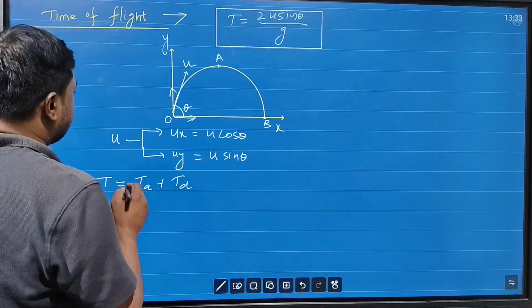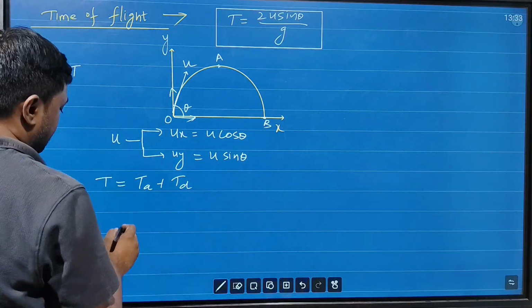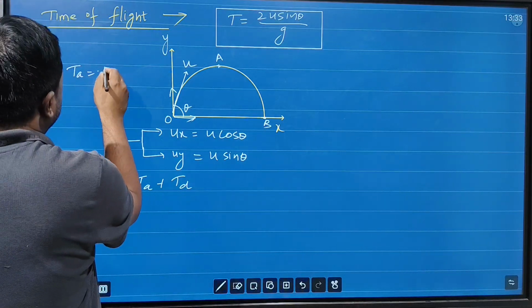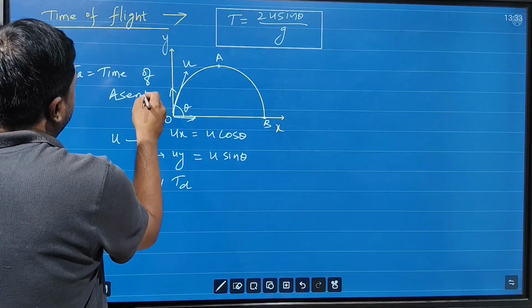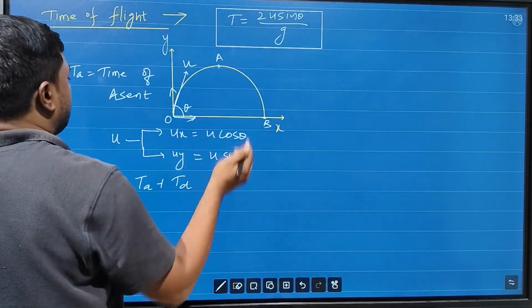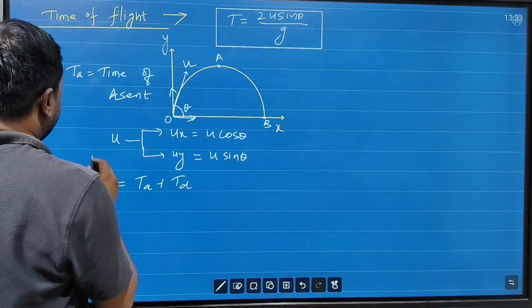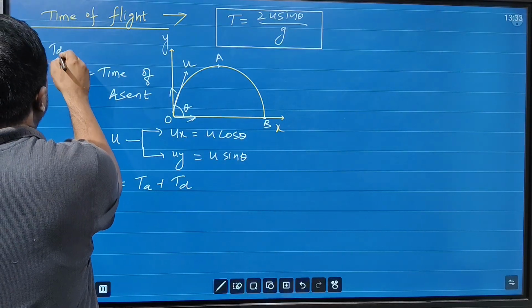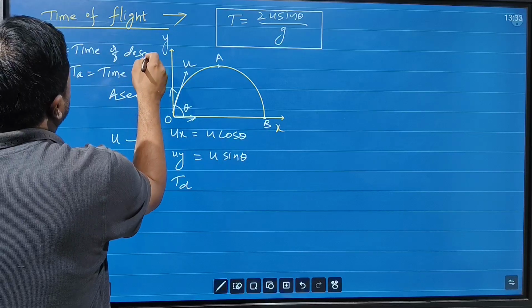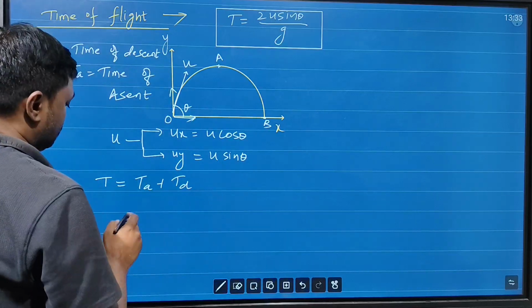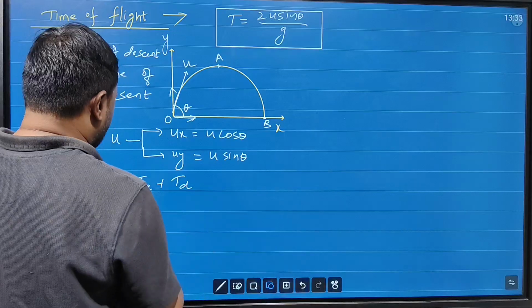So what is time of ascent? TA is time of ascent, the time taken by the particle to reach from origin to the maximum point. And TD is time of descent. So total time of flight is time of ascent plus time of descent.